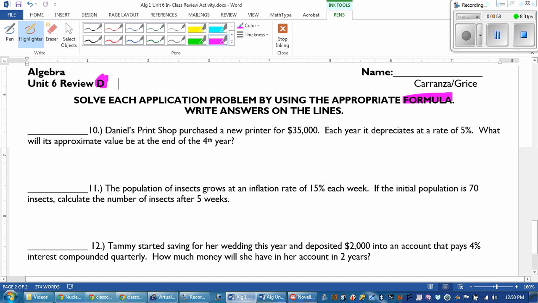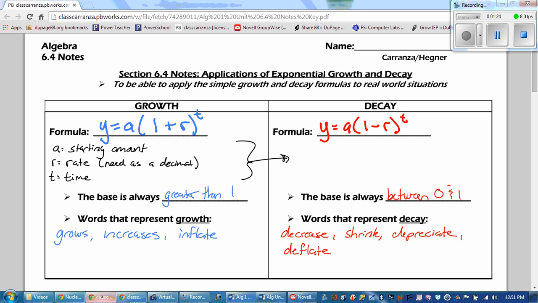So, number 10 says Daniel's print shop purchased a new printer for $35,000. Each year, here's a keyword, depreciates at a rate of 5%. What will its approximate value be at the 4th year? So when they're talking about depreciate, they're talking about decay.